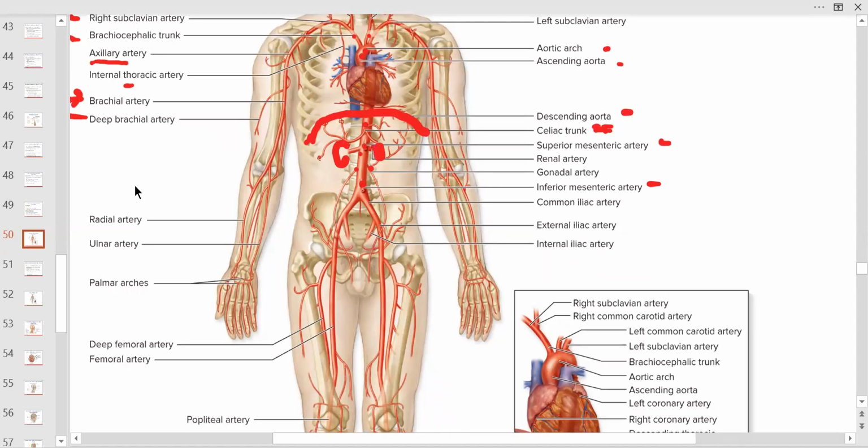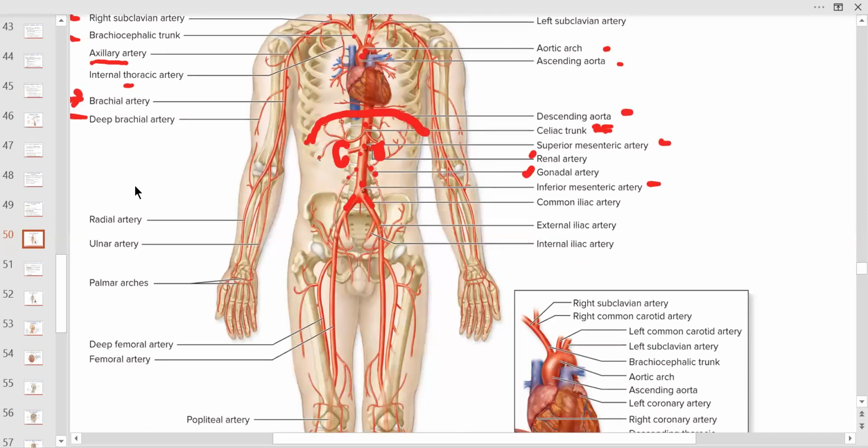And the renal artery goes to the kidneys. So that's important. The gonadals are lower. So in the female, they're going to the ovaries, and in the male, it's going to the testes. And this is very similar to the veins where you have this bifurcation here. And you have the right common iliac artery and your left common iliac artery.